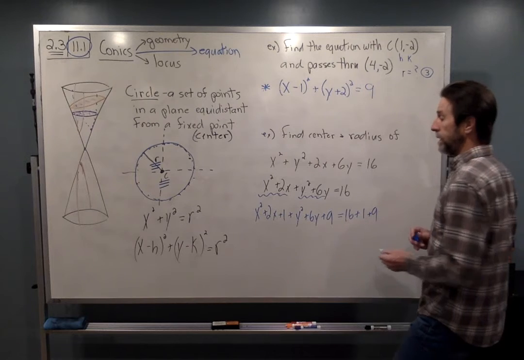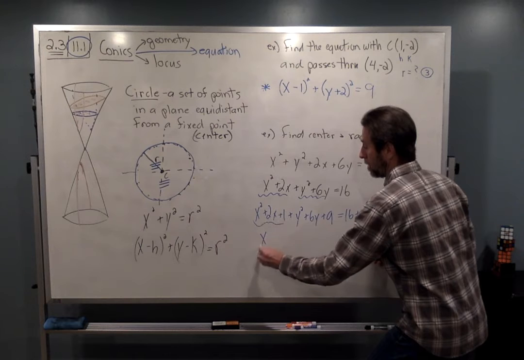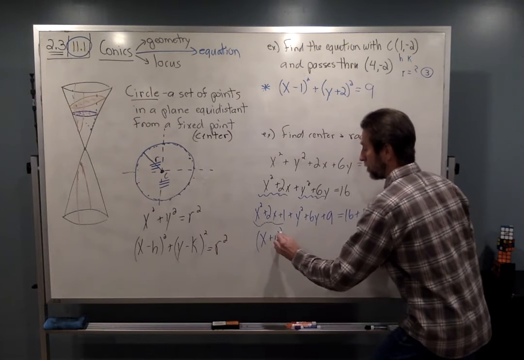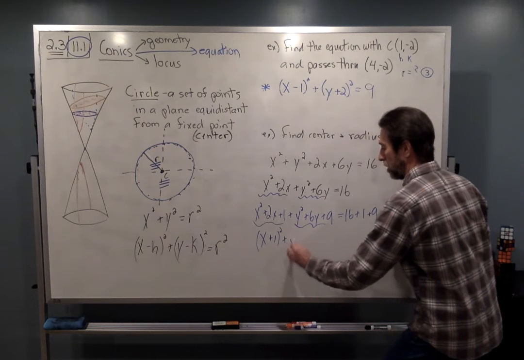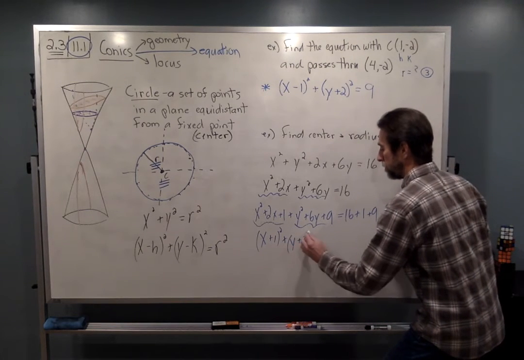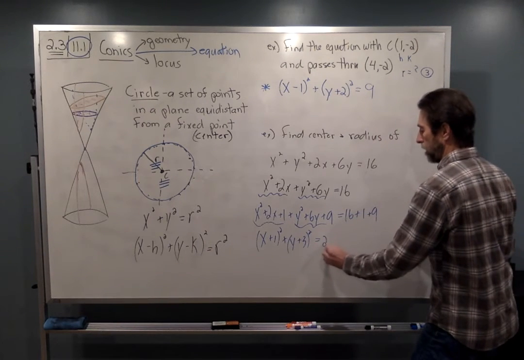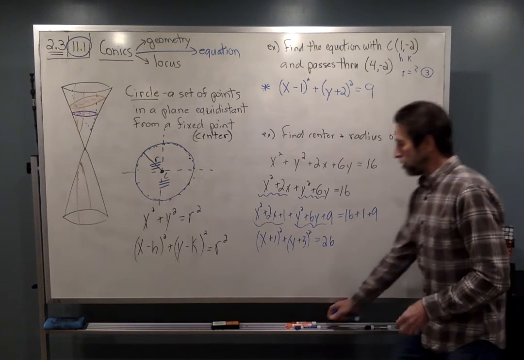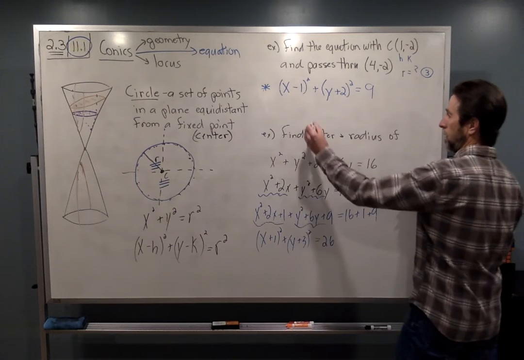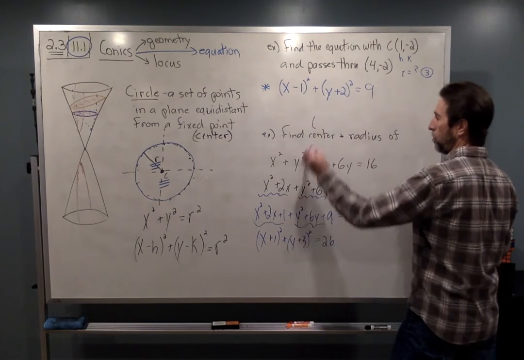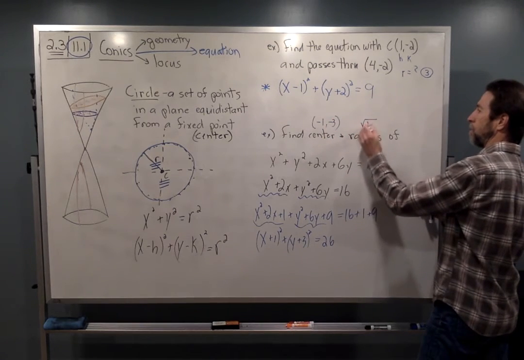Okay, that's required. And so now I know that this is a perfect square because I made it a perfect square. That's (x + 1) squared. Same thing with this trinomial. It's a perfect square: (y + 3) squared. And of course, we put all these together, we're going to get 26. So because of that, I can now answer my question. The center would be (-1, -3), and the radius is radical 26.